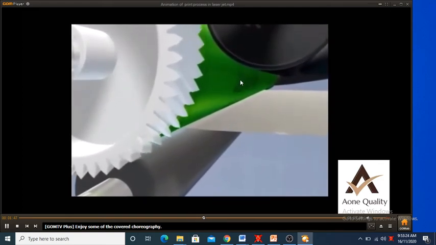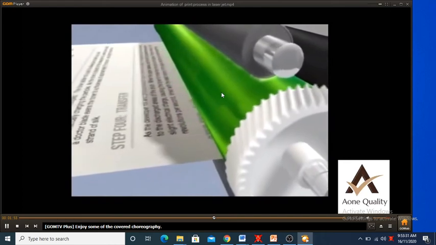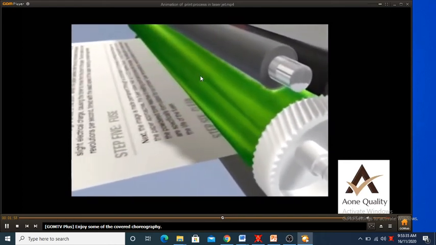So here we are able to see the blackened portions where the toner powder is getting attracted and it attaches to the drum. When the paper passes underneath the photoconductor drum, the toner attached to it gets transferred to the paper.